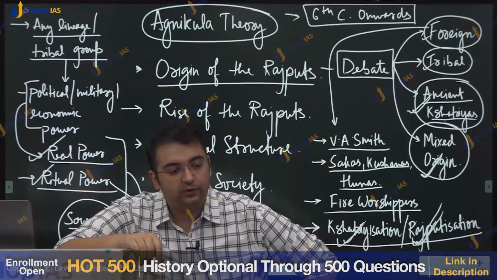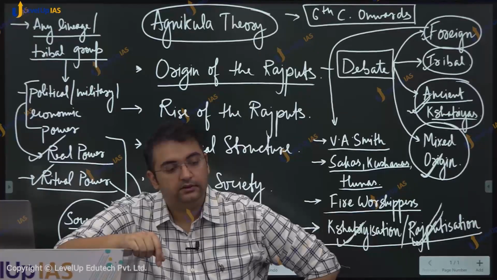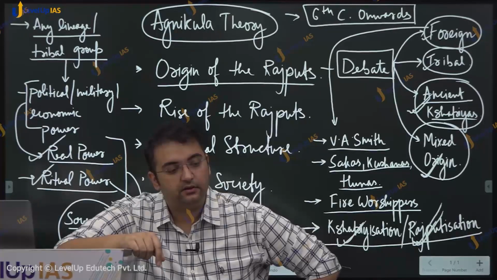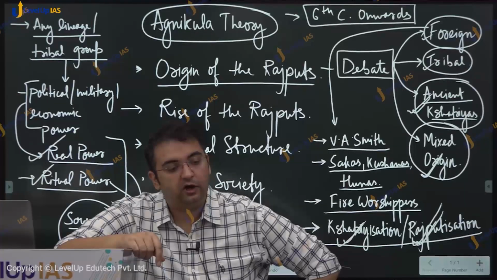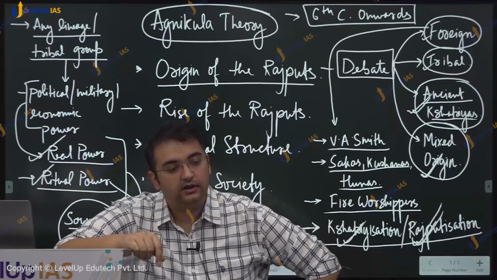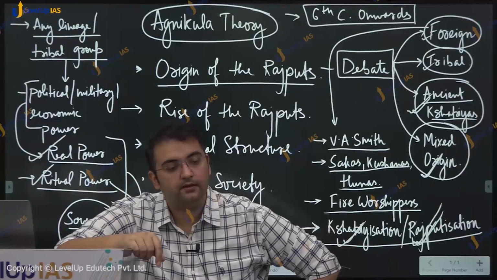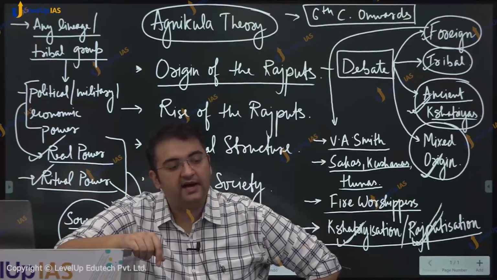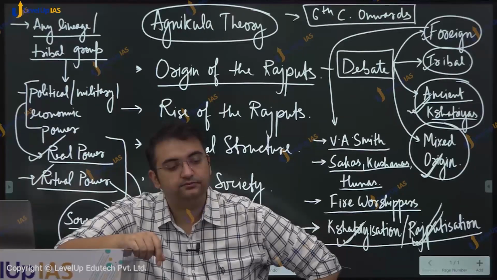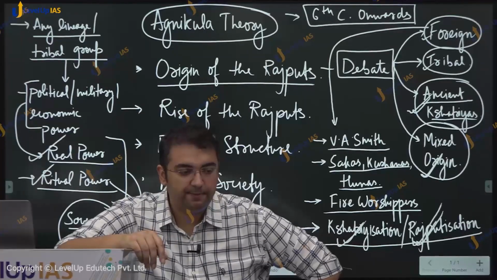Next point. V.A. Smith further points out that the incorporation of foreigners into the society as Kshatriyas was not an isolated occurrence. Full stop. Subpoint. Isolated occurrence.